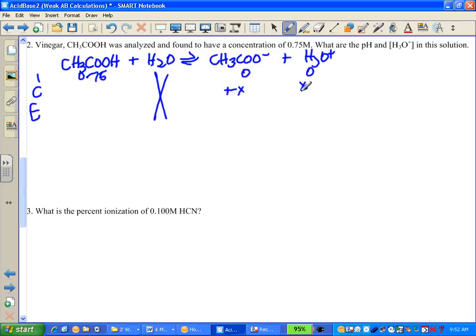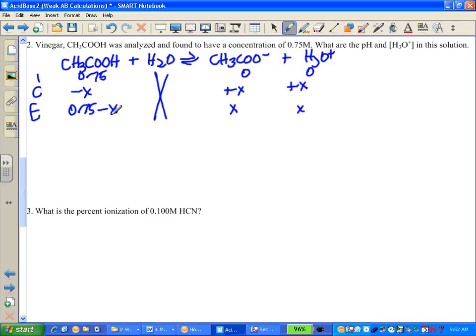So I can pretty quickly set up my ice chart for this. Now in this case, I want to know the pH, so I want to be able to find the X value. If I can find the X value, then I can find the pH and the H3O plus in solution.